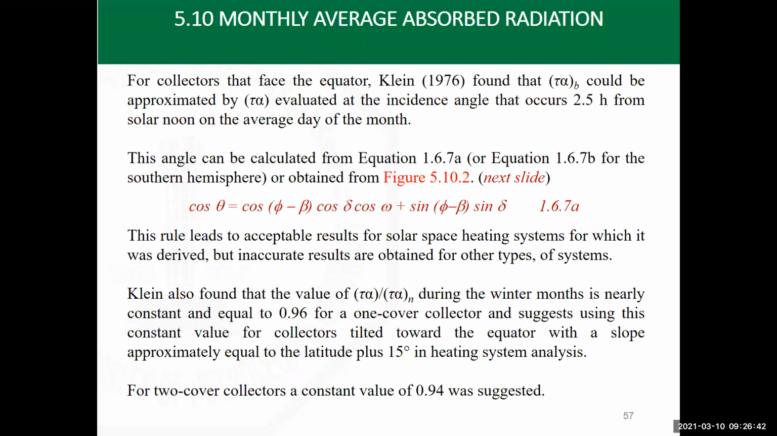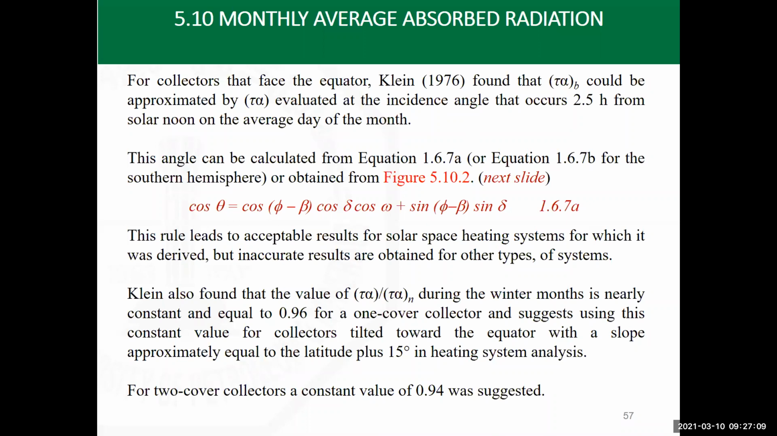For example, you cannot say that I'm going to use that with PV collectors so that I would know the value of tau alpha. You cannot do it because the approximation cannot be done for that, and it has not been proved to be applicable for it. So the simplification or assumption that has been done by Klein here is acceptable for the cases of solar space heating.